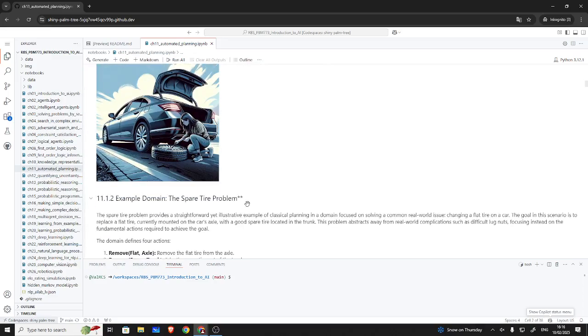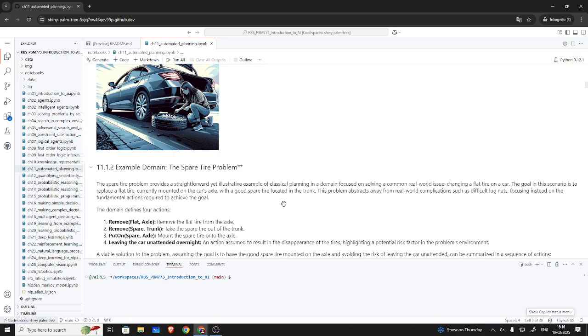So how about the spare? How would you change a tire? Your car has a flat tire. And the thing is, of course, this book is from 2019, 2020, but with newer cars there's a problem here. Remove flat: you remove the bad tire, remove the spare, put on the spare, and leave the car during the night, and somebody steals all four of your tires.